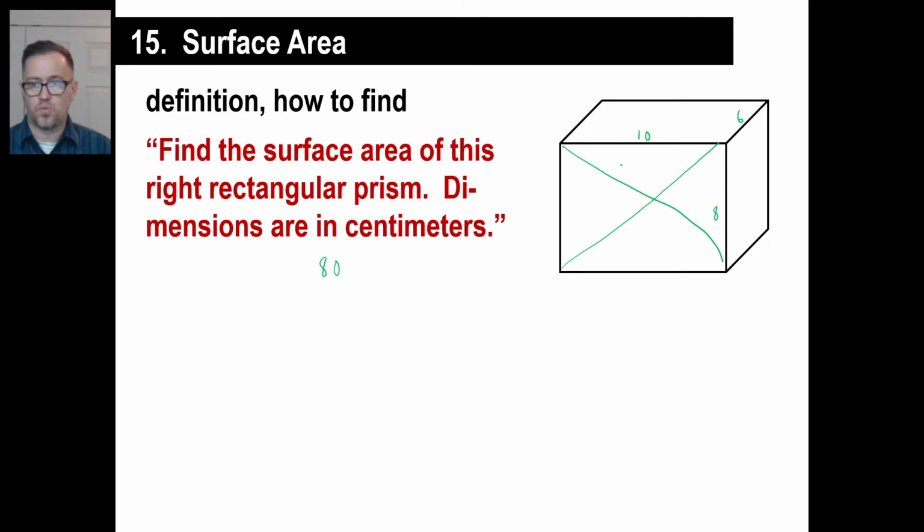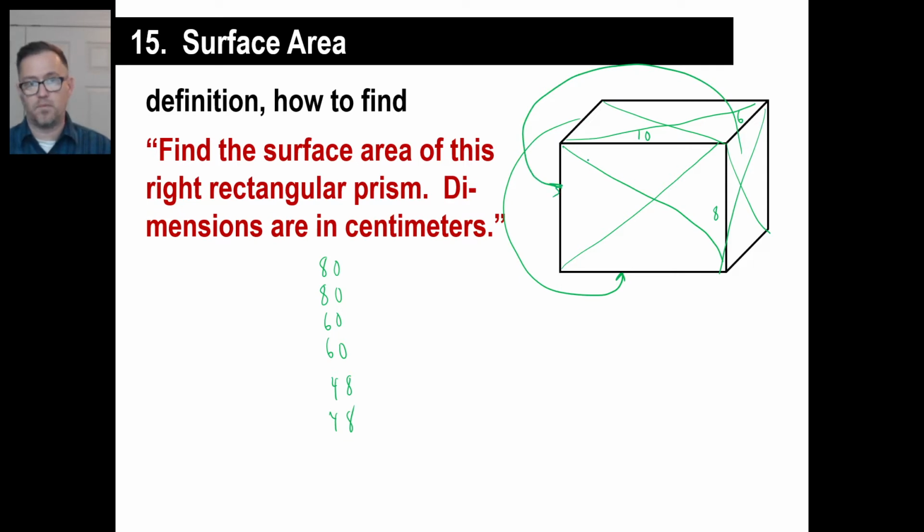And don't forget, there is one just like it on the other side that you can't see, all right? So that'll be 2 of those 80s. The top will be 10 by 6, okay, which is 60. And of course, don't forget, there is one on the bottom underneath there. We can't see that, so it'll be 2 of them. And on the right, you can see that this is 6 by 8, which will be 48, and there'll be 2 of those as well, because there's another one just like it on the other side that you can't see. Okay, that's a right rectangular prism.